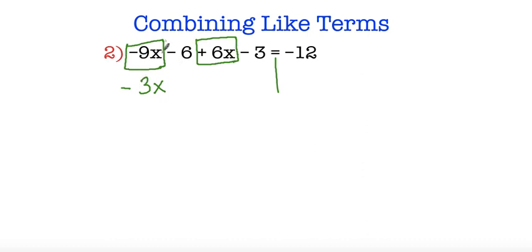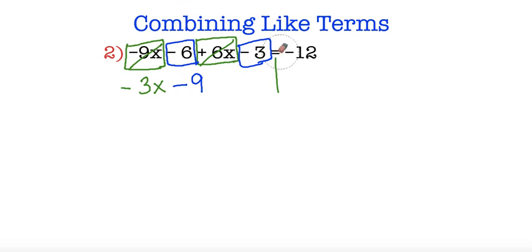And so since we combined these two, we're done with them, and we don't have to worry about those two terms. We combined them into one term. And now here, I have negative 6 and negative 3. Since both of these are constants, I can combine them. Since the signs are the same, we add them, and we keep the sign. So 6 plus 3 is 9. So we have negative 3x minus 9.